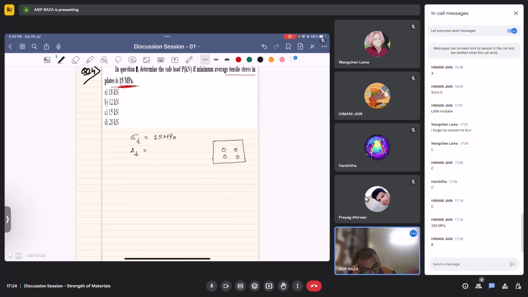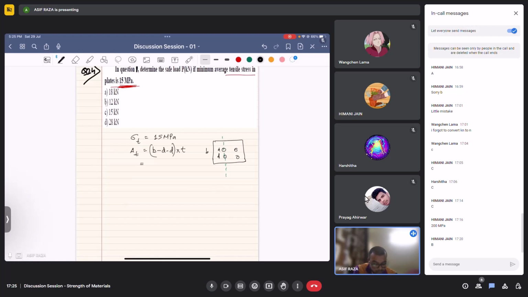So along this cross section I want to find AN, or AT. AT would be what? The width of the plate B, this is D, so B minus D times the cross section, like along this depth, so thickness.